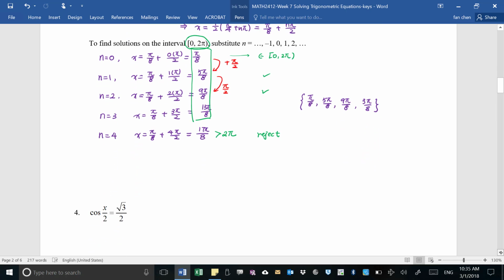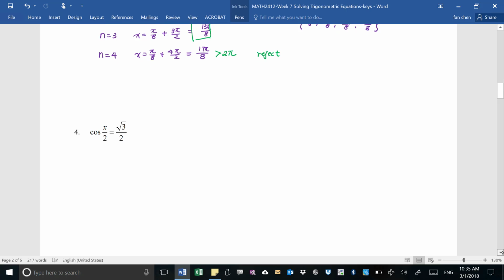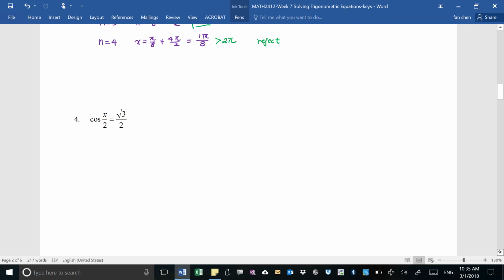Let's take a look at another one. How about this one? Cosine of 2x, cosine of x over 2 equals square root 3 over 2. Again, we need to consider this as a whole thing first. In the interval, we are still looking at from 0 to 2 pi. And think about x over 2 as one big angle. So cosine of what angle equals square root 3 over 2? This big angle, what I'm saying, is pi over 6, right?